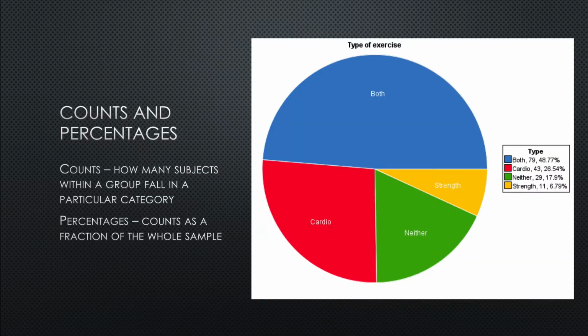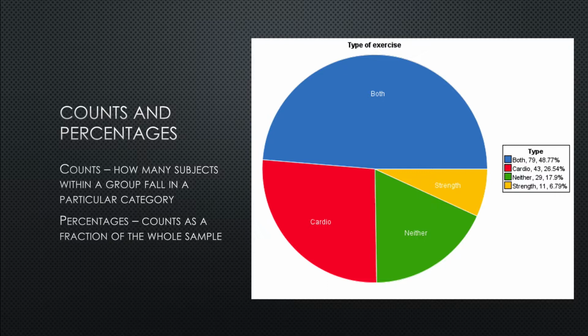So here's an example of how descriptive data can be presented. In this case, it's an example of counts and percentages. So again, anything that we can count and say how many people fall into different categories, or if we were to say how many football players, how many soccer players, how many basketball players we had in our sample, that's called a count. Whenever you count how many subjects fall within a group or a particular category of behavior.